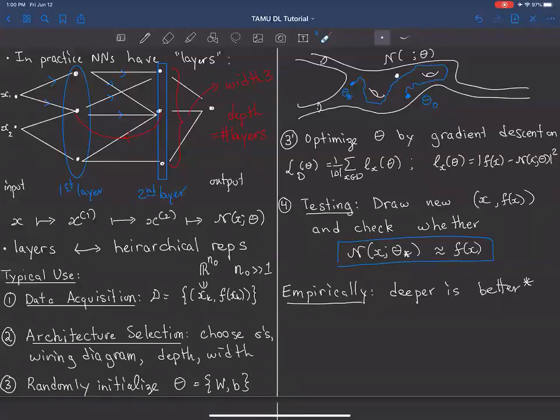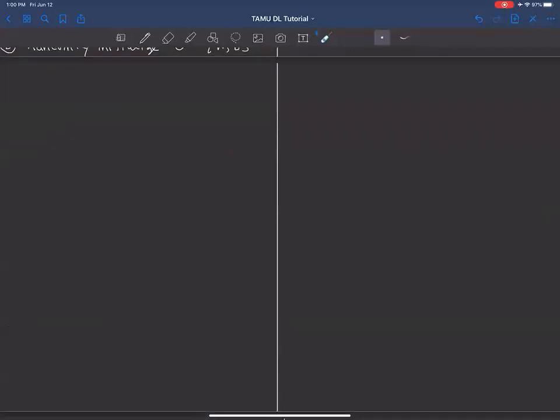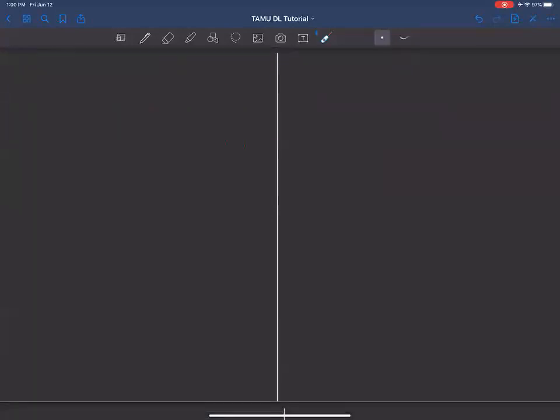Okay, so let me start this second part of the tutorial by, now that you hopefully have some sense of what a neural network is, and at a very high level, how they're used, architecture selection, optimization, and so on. Let me just give you an overview of the main use cases in practice. The main uses of neural networks basically fall into 3 categories. And I'll come back to this actually at the end.